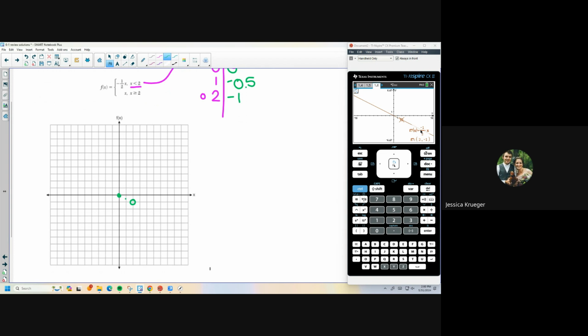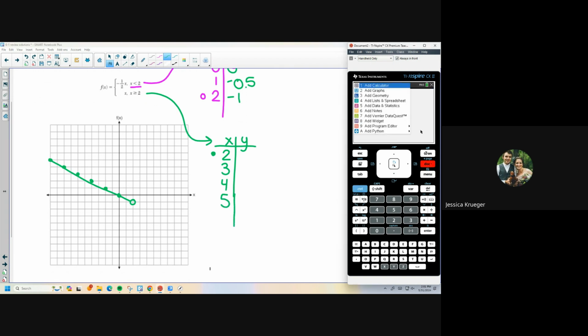Now, I do need to keep going to the left. So let me see where it is at negative 1. I don't want to graph that. Let me do negative 2. So at negative 2, it's at 1. And I can keep going. There's what that piece looks like. My next piece is for x greater than or equal to 2. So now here is where 2 is included.